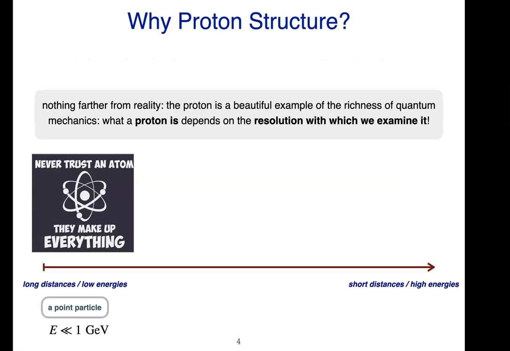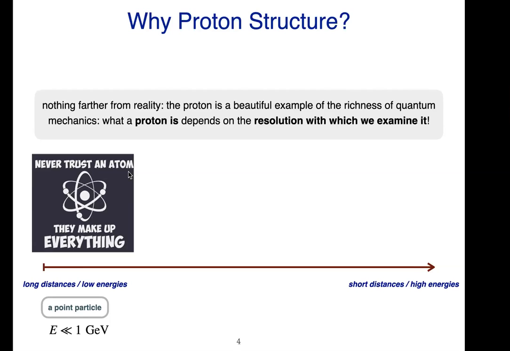Actually, this is not, and the reason is that what the proton itself is is not a well-defined question. The proton is a quantum mechanical object, and what the proton is depends on the resolution scale to which you look at it. So in other words, it depends on the energy of the probe that you use to examine the proton. If you look at the proton from afar, it just looks like a point particle. And here afar means distances, say, much larger than a femtometer, and energies much less than 1 giga-electron volt.